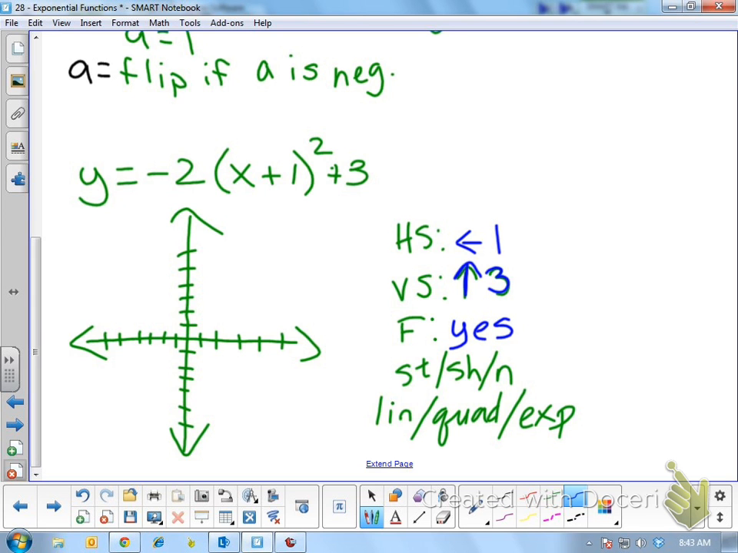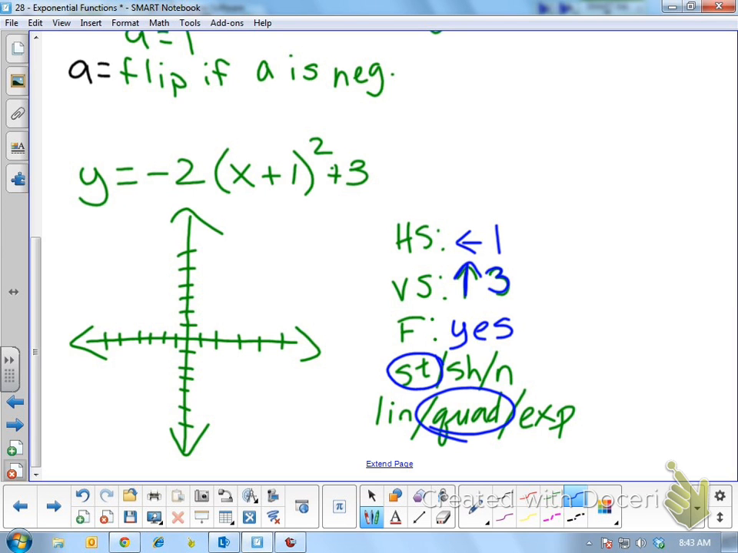Again, stretch, shrink, or neither. We're still just looking at this number in front, 2. Does 2 tell us if we have a stretch, shrink, or neither? Stretch. And then, because there is a squared, we know it's a quadratic. When it's squared, we know we're working with a quadratic or parabola. So now we just have to graph this.